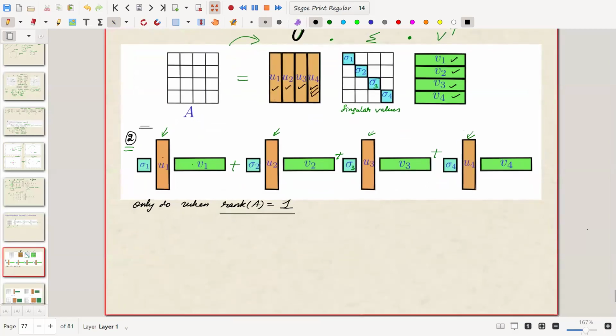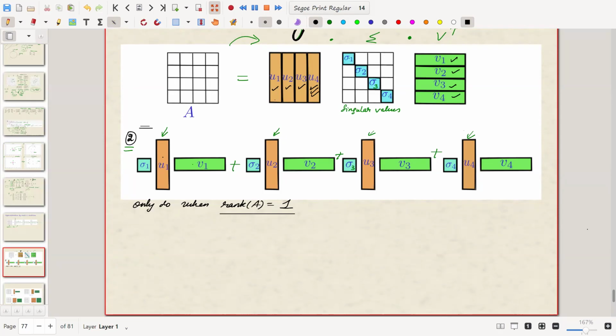Now, why do we need to do this complexity? Why do we have to go to such a complex visualization? Only for data compression. I will tell you why the data compression works. See that sigma 1, sigma 2, sigma 3, sigma 4 are the singular values of the matrix. They are real numbers.